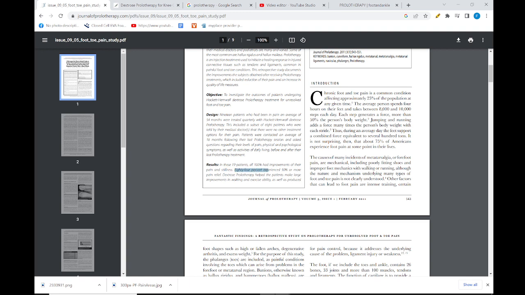84% experienced 50% or more of pain relief. Okay, so 84% experienced 50% or more of pain relief. And it helped patients with large improvement in walking and exercise ability.